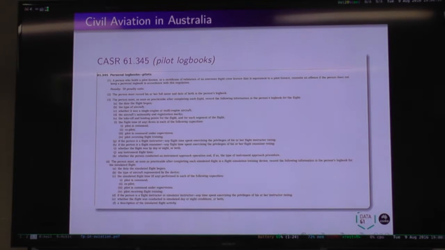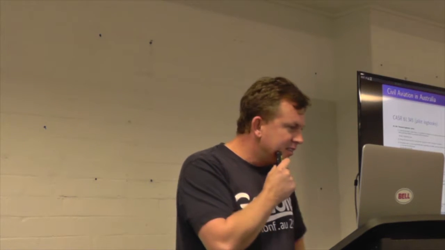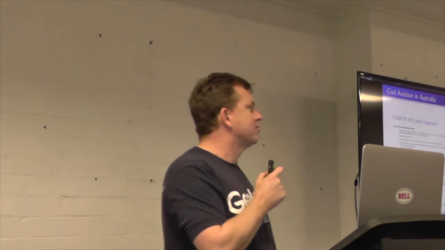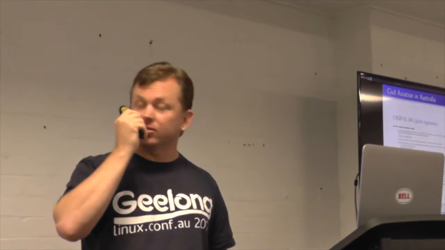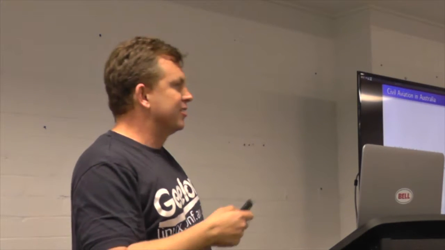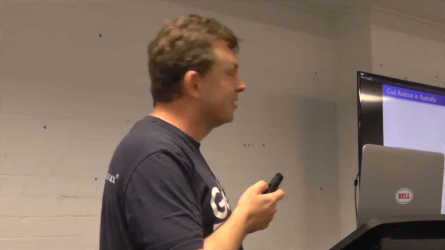So, you probably can't read that, but I'll read it to you. It basically says, if you're a pilot, you have to have a logbook. You have to log all of your flights. A person who holds a pilot licence or a certificate of validation of an overseas flight crew licence that is equivalent to a pilot licence commits an offence if the person does not keep a personal logbook in accordance with this regulation. Penalty, 50 penalty units. They must record their full name and date of birth, and so on. So this is in Part 61, CASR.